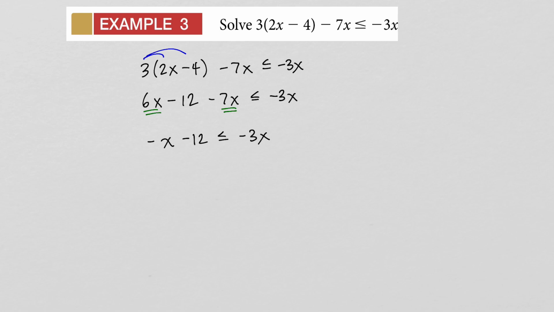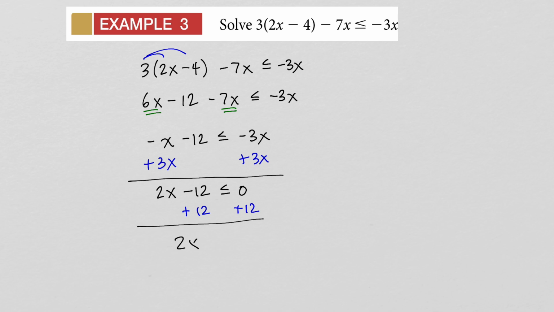Most of the time in this situation, I would probably add x to both sides because that would get all of our x terms on the right-hand side. But when you're solving inequalities, it's actually better if you always get your variable on the left-hand side, okay? So what I'm going to do instead of adding x is I'm actually going to add 3x to both sides. This is going to give us negative x plus 3x is 2x minus 12 less than or equal to 0. And now to get the x by itself, I'll have to add 12 to both sides.